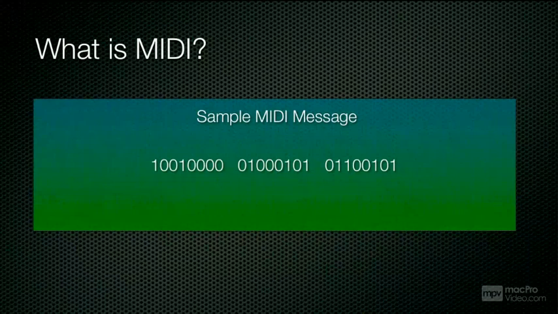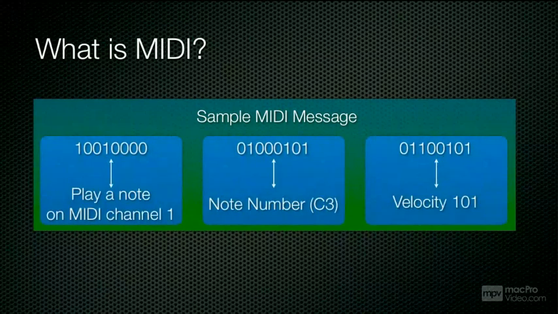Let me give you an example. Here we have a sample MIDI message. Again, just ones and zeros. Now what this actually means is to play a note on MIDI channel 1, the note is C3, and the velocity, or how hard we play the note, is 101 out of a possible 127.